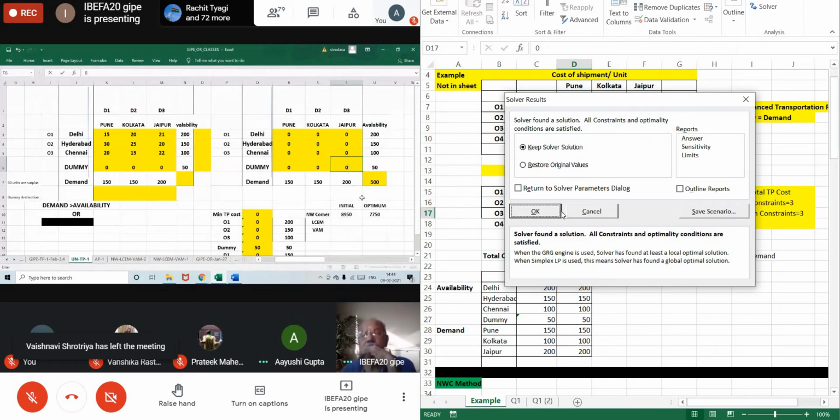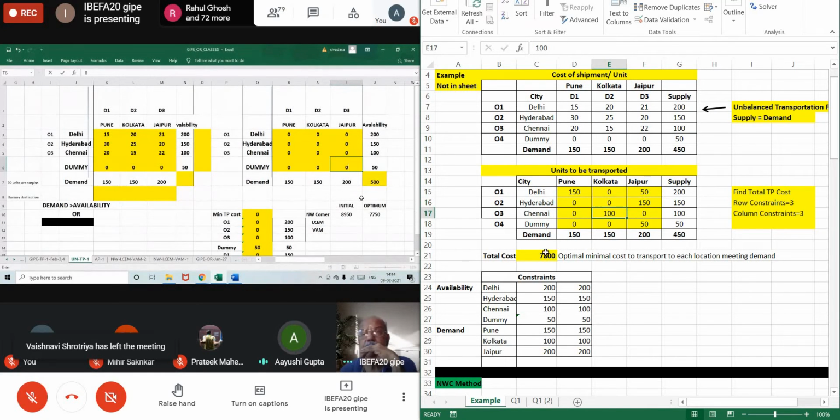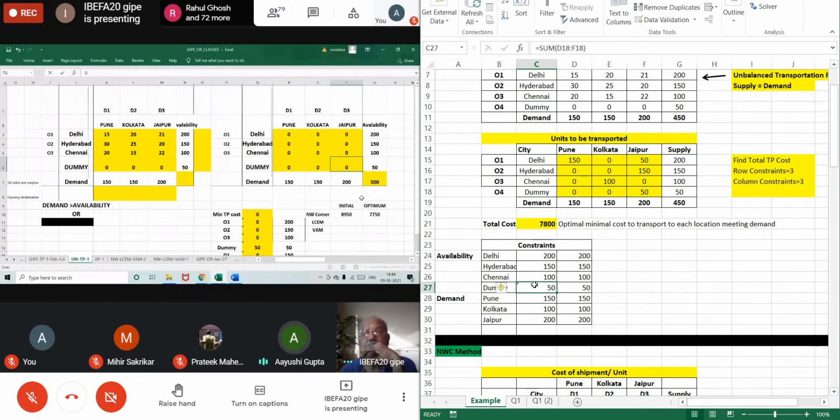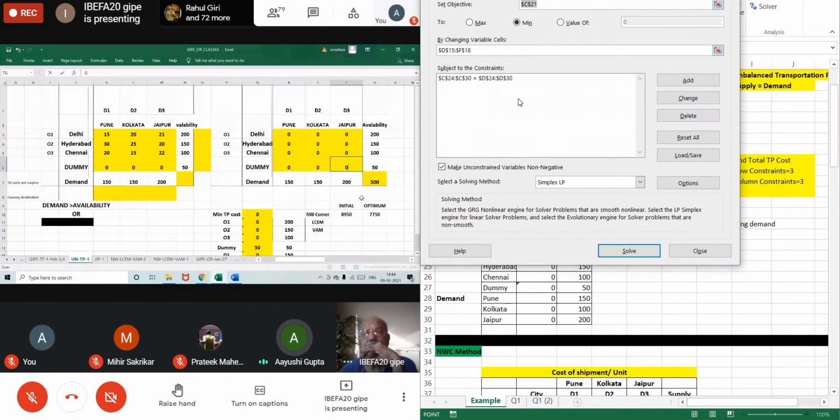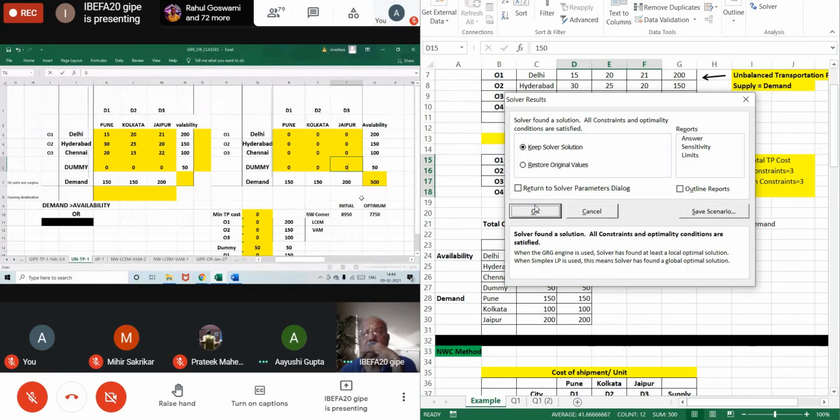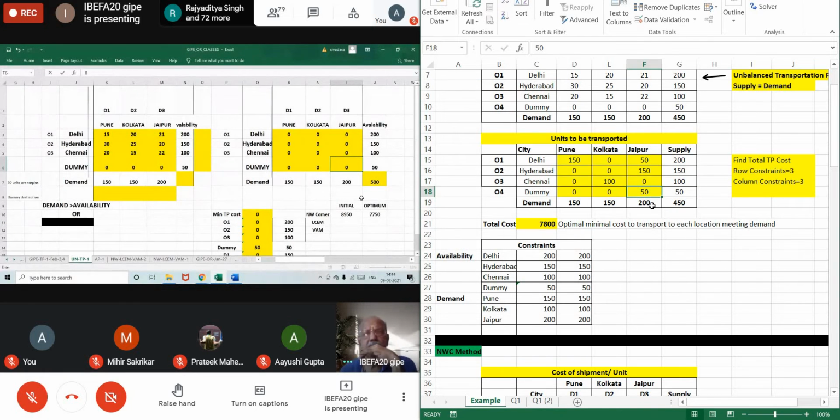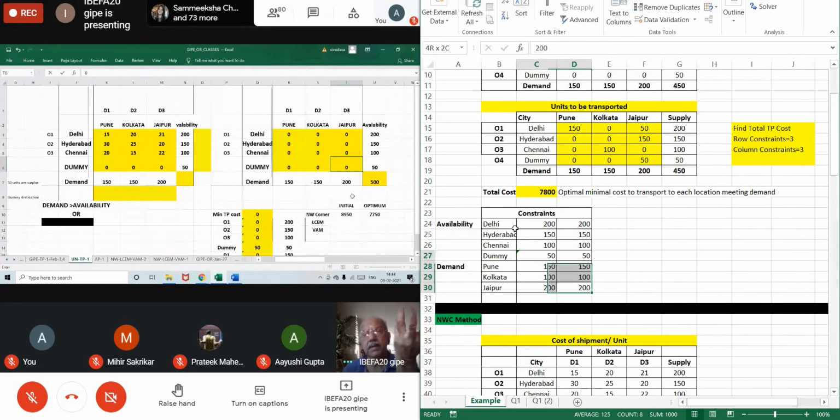Sir, in this case, if the availability is greater than the demand, then after the solver, will the optimum solution we get be 7,800 itself? $7,750. So this is when the demand is greater than the availability. Then availability is greater than demand. Yeah, you are talking about another problem. So I am doing the demand case first.